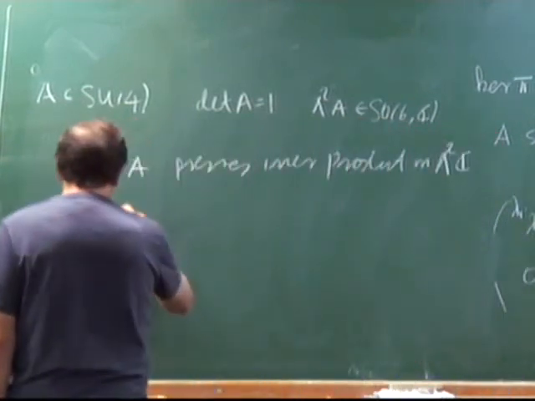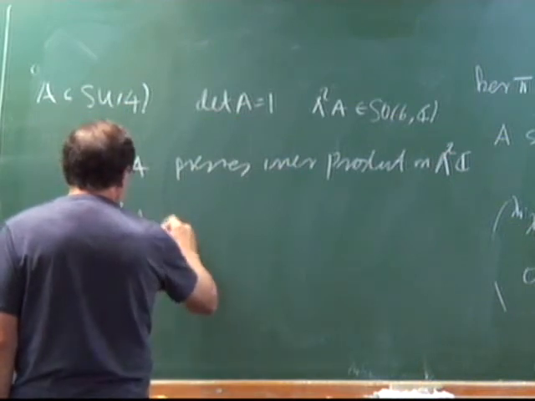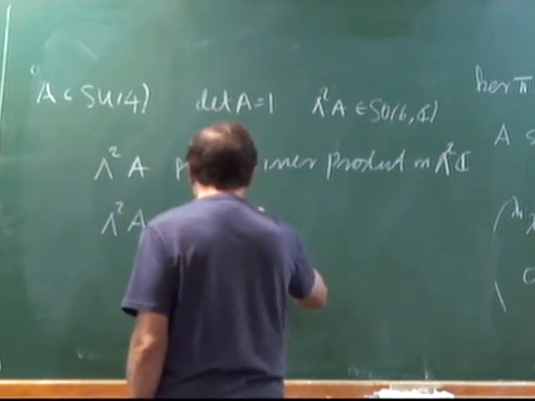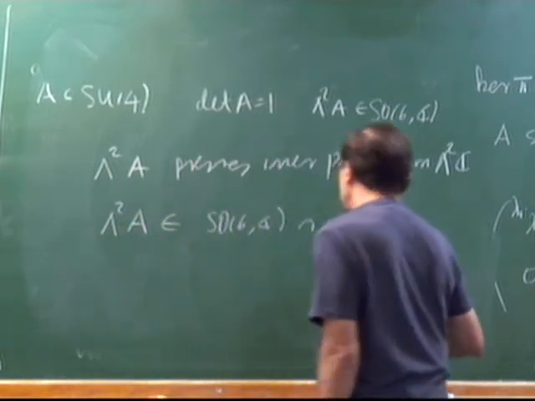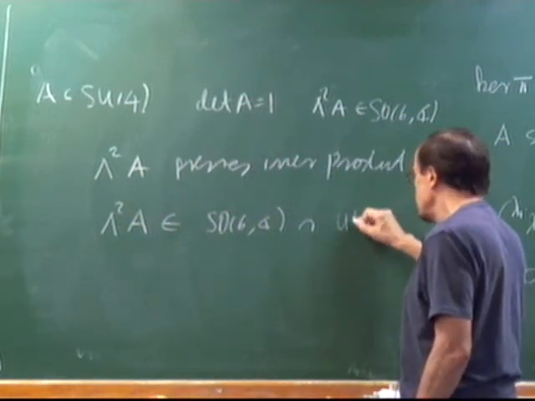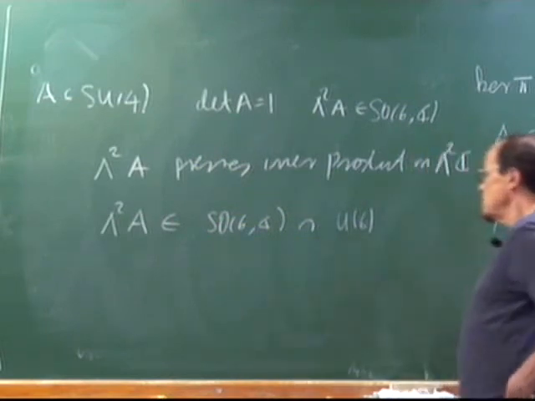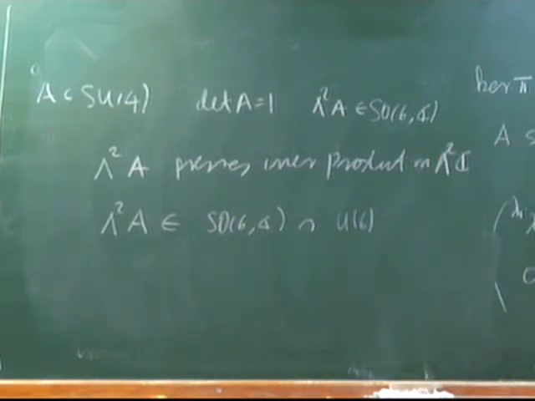So lambda 2A is an element of SO6C intersected with U6. Right, so it's both unitary and it also lies in SO6C. So I want to claim that this implies it lies in SO6R.